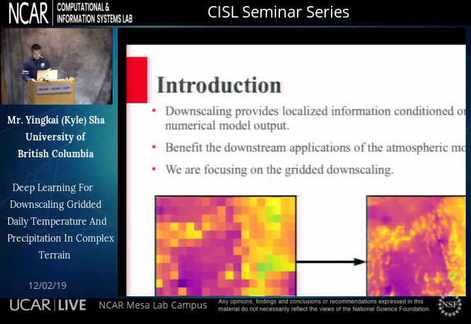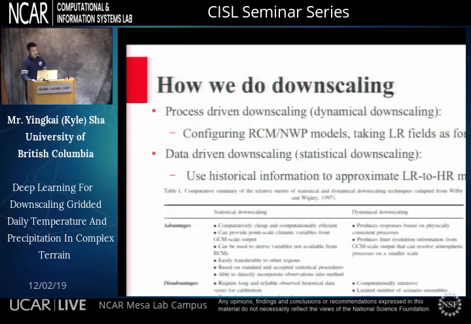So now we continue on the motivation of downscaling. So then it is basically a low resolution to high resolution mapping, like was from left to right. And then there are two families of downscaling approaches available, with the dynamical downscaling takes low resolution fields as forcings and then estimating the high resolution output by configuring regional climate models or numerical prediction models. And then there are also statistical downscaling approaches, which do not explicitly define the low resolution to high resolution mapping, but instead try to approximate it with historical data and under certain assumptions.